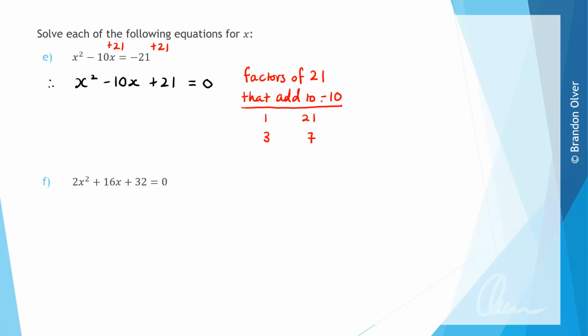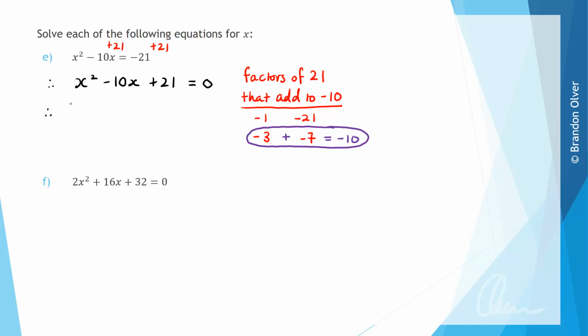However, we need these to add up to negative 10, so we could use negative 1 and negative 21, and negative 3 and negative 7. And now we check which pair adds up to being negative 10, and you can see the second set of numbers, negative 3 minus 7, does in fact equal negative 10. So we can use those two numbers to help us factorize this by inspection.